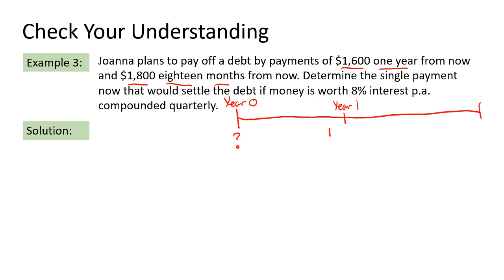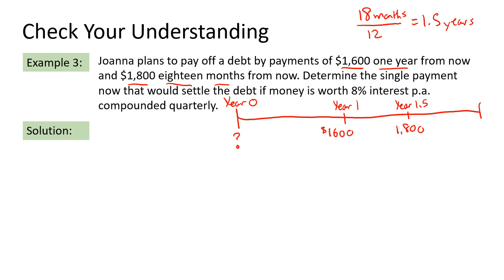And that payment is $1,600. And her second payment is 18 months from now. So 18 months, converting that to years, just to make things a little bit simpler, divided by 12 months in a year, you actually get 1.5 years. So if I go down the road here to year 1.5, her second payment is $1,800. So what you'll notice is both of these payments are in the future.